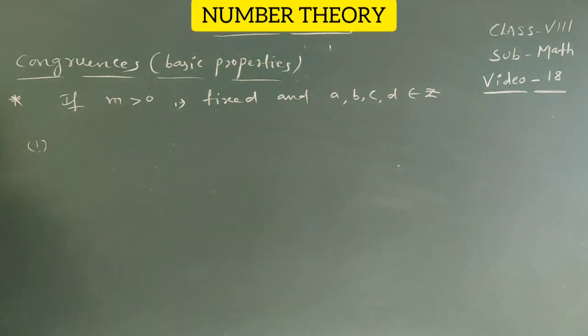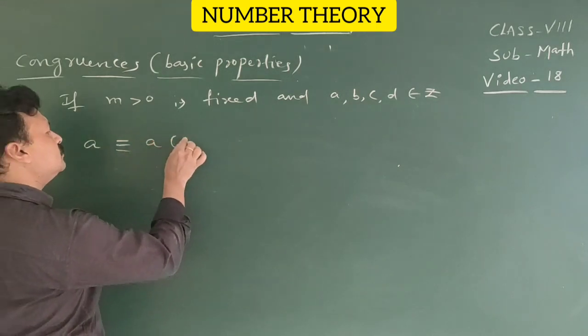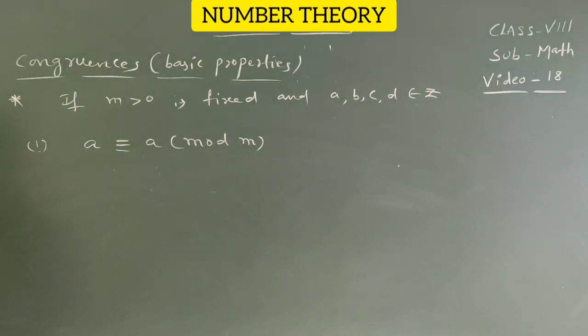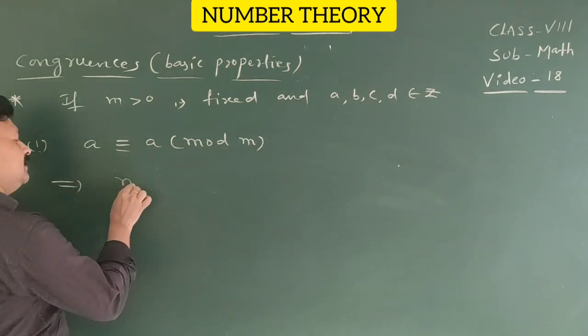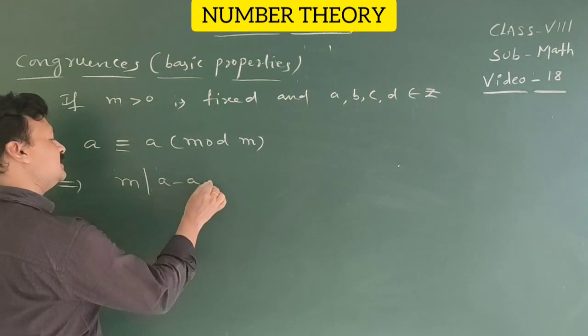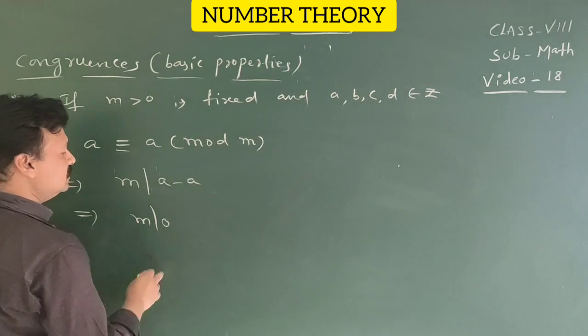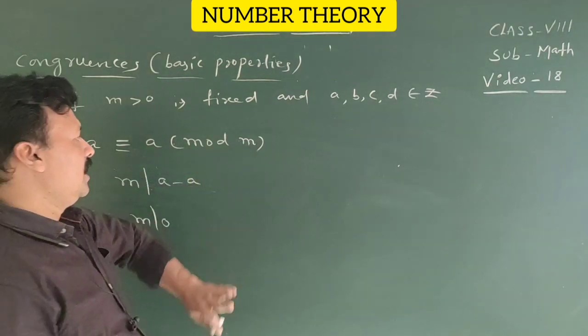The first one: a is congruent to a mod m. How can we say? Here m divides a minus a, which means m divides 0. m is a factor of 0. That's why you can write it as a is congruent to a mod m.